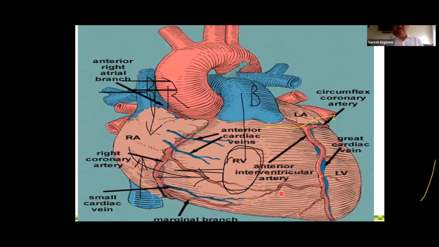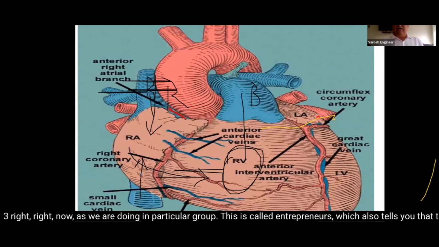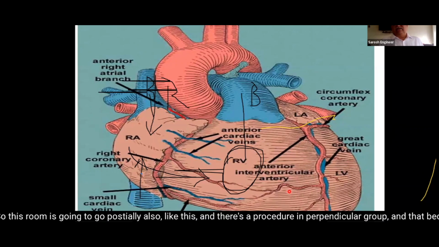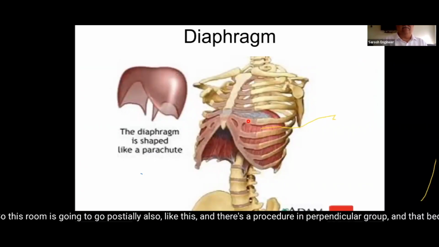Anterior interventricular artery. And then when we do coronary circulation, we'll see that clinically we call this artery LAD, left anterior descending artery, right? But right now, as we are doing the interventricular groove, this is called the anterior interventricular artery, which also tells you that there must be a posterior interventricular groove. Otherwise, we wouldn't have called this the anterior interventricular groove. So this groove is going to go posteriorly also like this. And there's a posterior interventricular groove. And that becomes very important when we do coronary circulation.